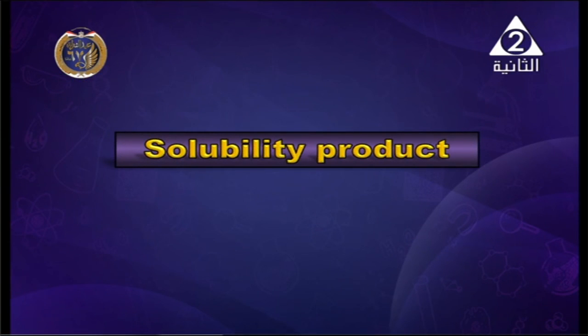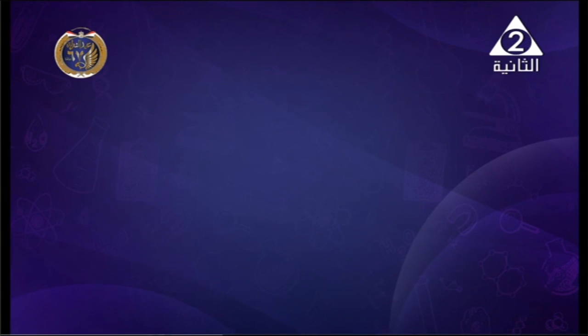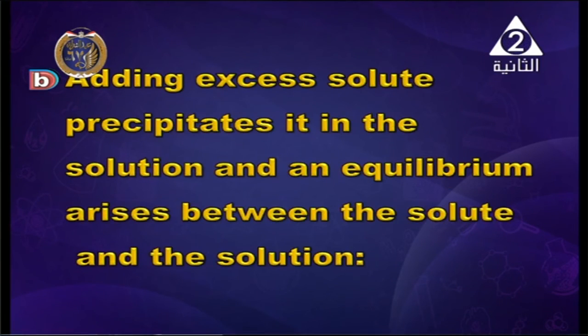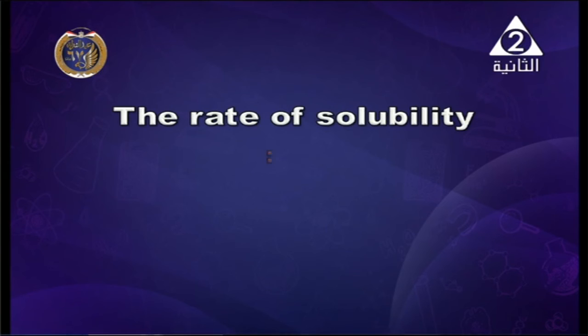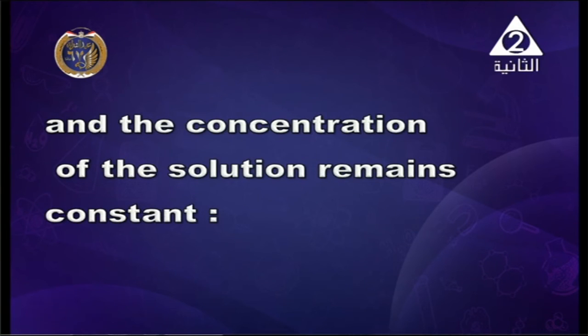Now, my dear student, we are going to discuss the solubility product. On adding a solute to a solvent at a certain temperature, the solvent dissolves the solute till it reaches a saturated solution and becomes unable to dissolve more solute. Adding excess solute precipitates in the solution, and an equilibrium arises between the solute and the solution. Here the rate of solubility equals the rate of precipitation, so the concentration of the solution remains constant.